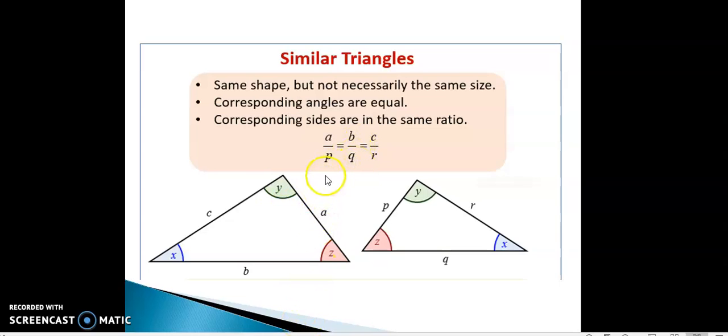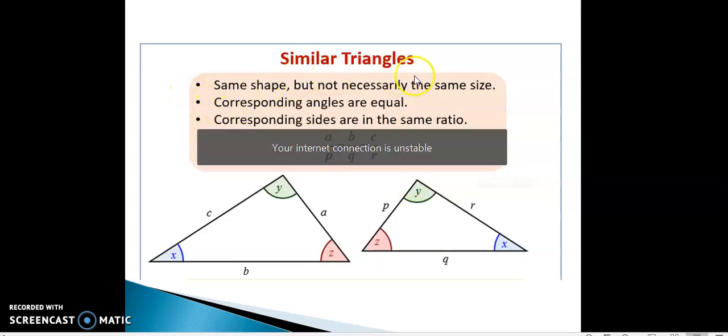What I want to tell you is that A by P is not equal to Q by B. It should be equal to B by Q. Similarly, it should be equal to C by R, not R by C. So these are the three things that are included in the definition of similar triangles.